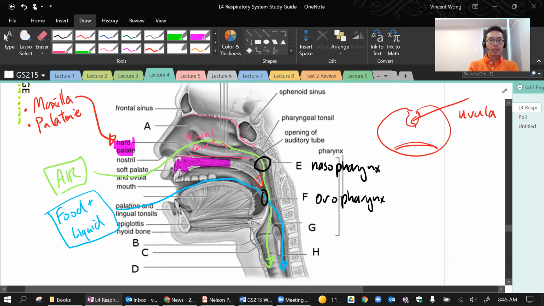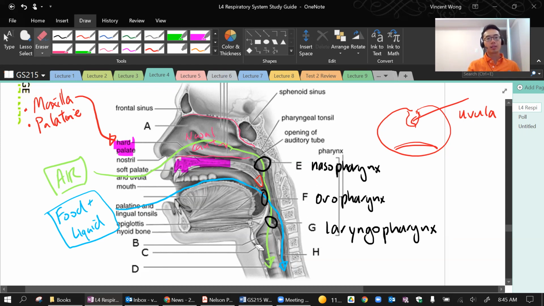And over here, there's another opening for the air to go into your larynx, as I said. So this is the laryngeal pharynx. Sorry, can't spell for the moment. Laryngeal pharynx. So that's where the air will leave the pharynx and then go into the airway.